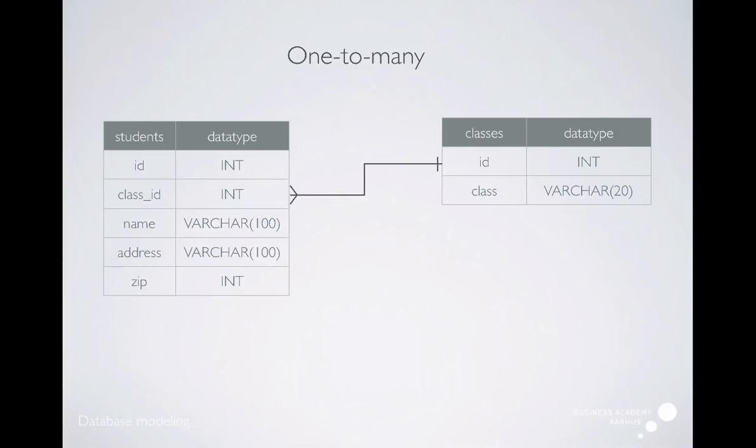And in this case, when we have a one-to-many, we need to have a primary key that is in the classes, the ID column, and then we need to have a foreign key in the students entity, and in this case it's the class ID.